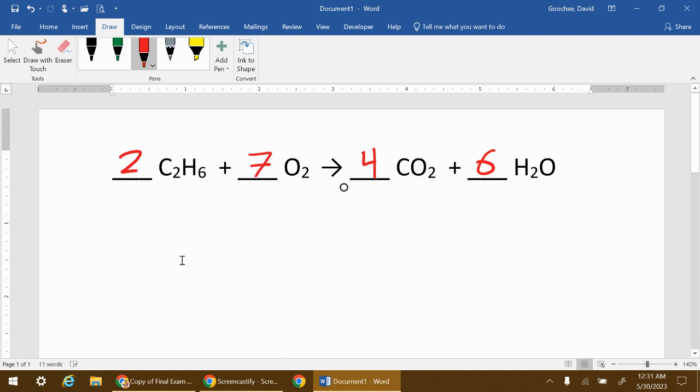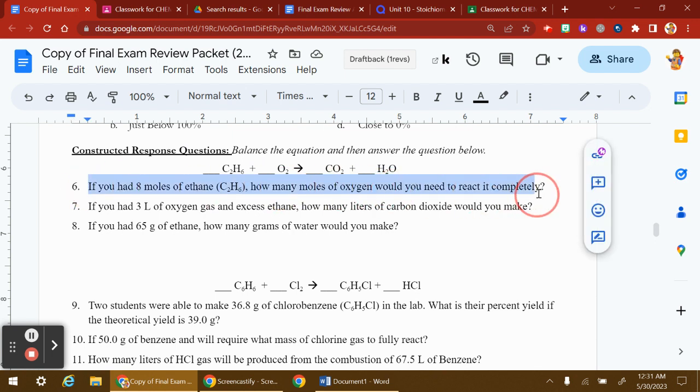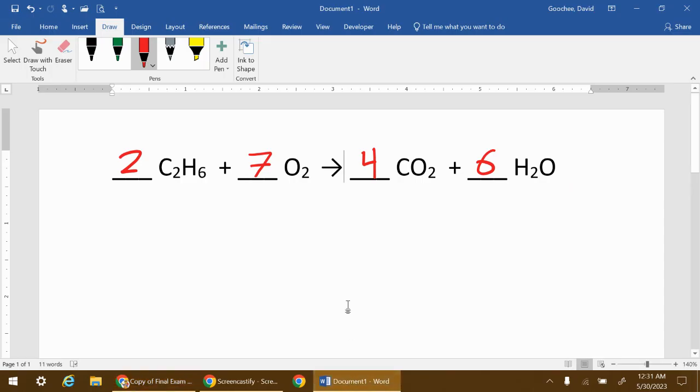So on to the next question. Here we go. Question 6. If you had 8 moles of ethane, how many moles of oxygen would you need to react it completely? So 8 moles of ethane, how many moles of oxygen? So here we go. We're going to set this up. Problem number 6. You've got 8 moles of ethane.